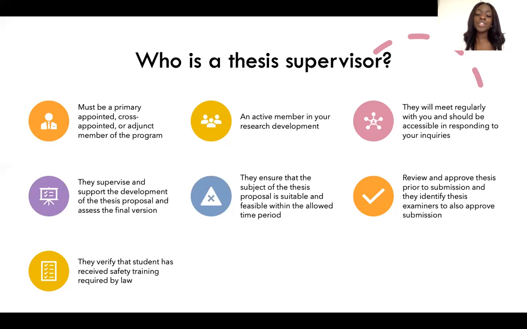And when you meet them, it's fair to even ask them, are you more of a hands-on supervisor? Are you around? Are you more hands-on with your students? I think that's a very fair question to ask.